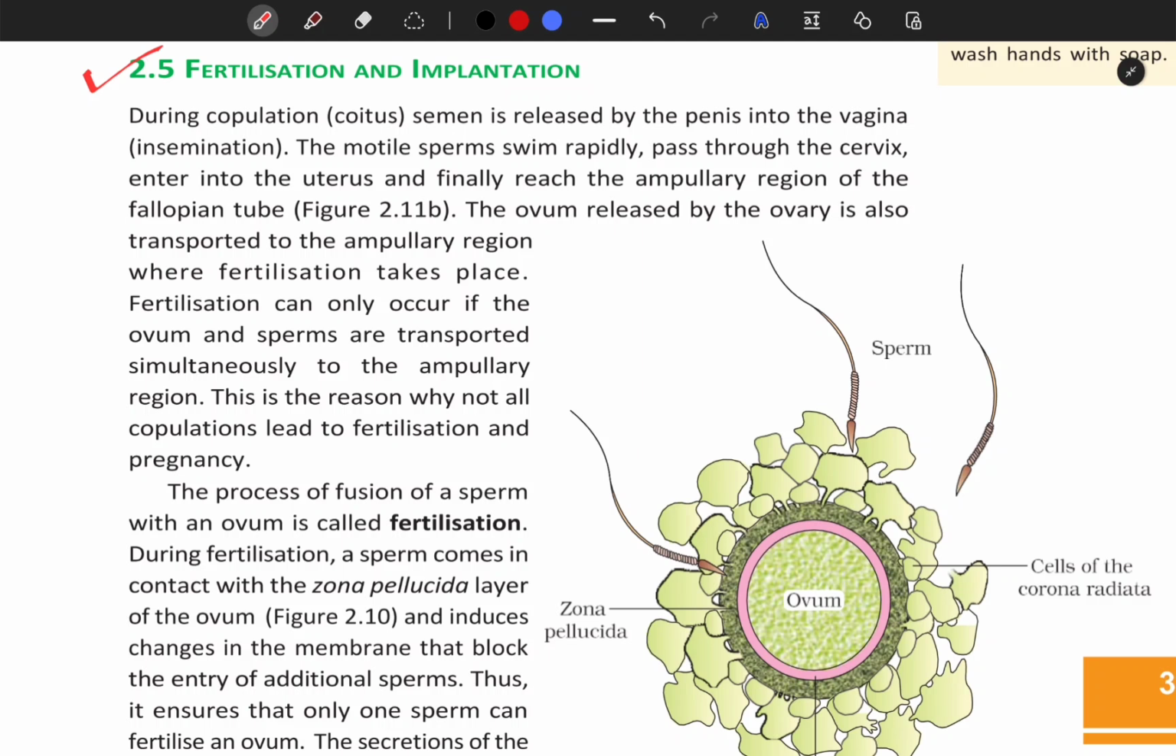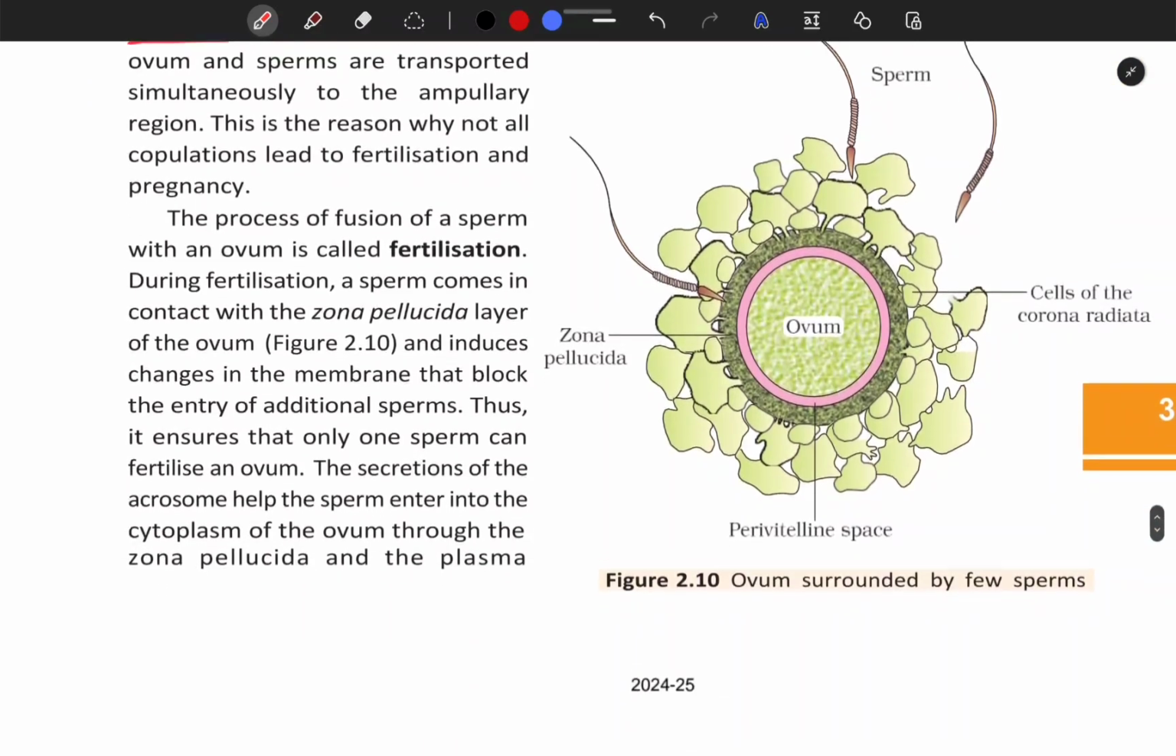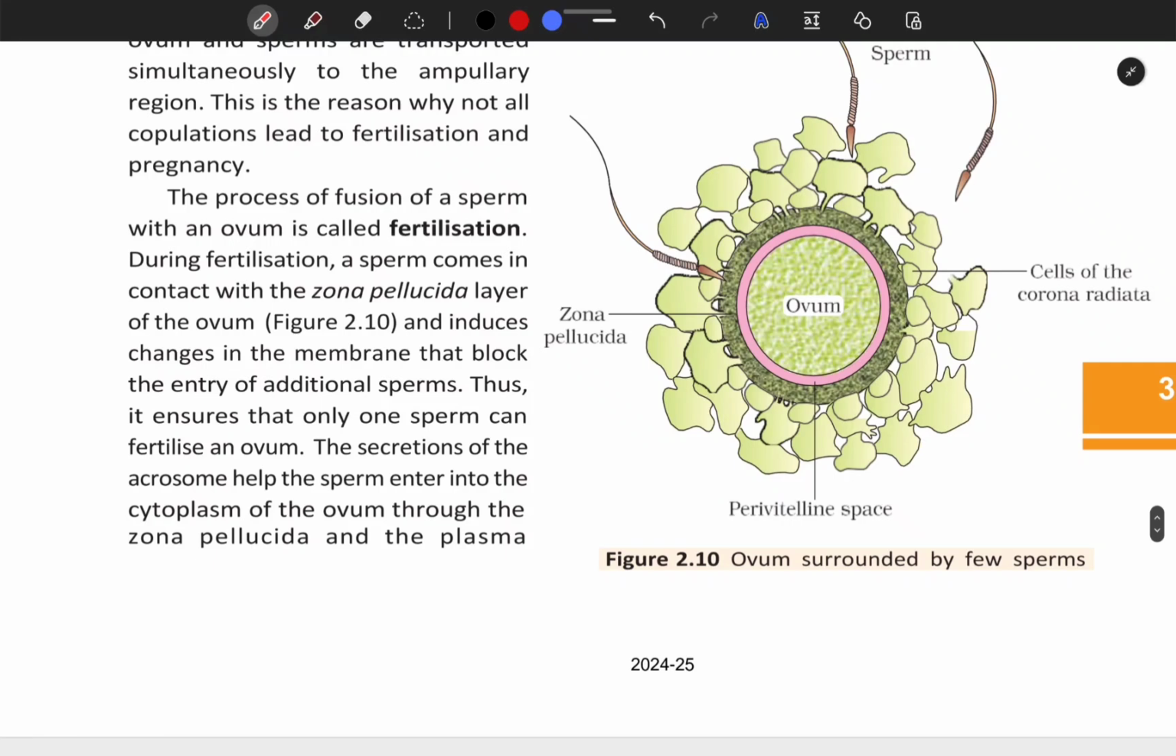The motile sperms swim rapidly, pass through the cervix, enter into the uterus and finally reach the ampullary region of the fallopian tube. The ovum released by the ovary is also transported to the ampullary region where fertilization takes place. Fertilization can only occur if the ovum and sperms are transported simultaneously to the ampullary region. This is the reason why not all copulation leads to fertilization and pregnancy.